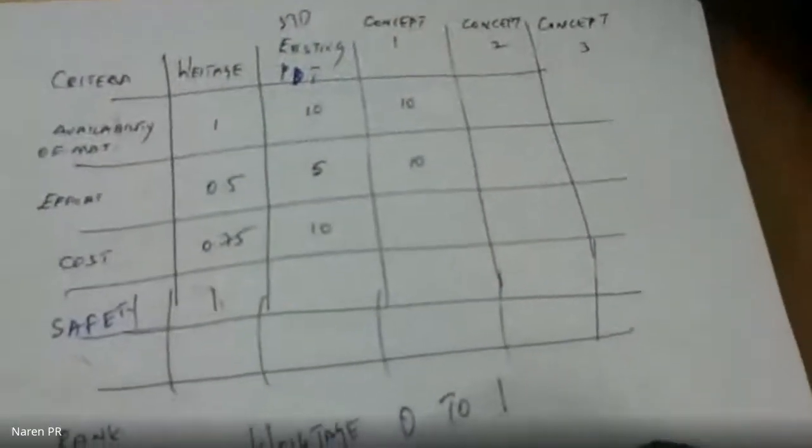I have put weightage on a scale of 0 to 1. This is just for my simplicity. But that does not mean that you need to have a weightage between only 0 to 1. You can even have weightage between 0 to 10. Whereas in these 3 columns, in the existing product and concept solutions, my numbers are between 0 to 10.